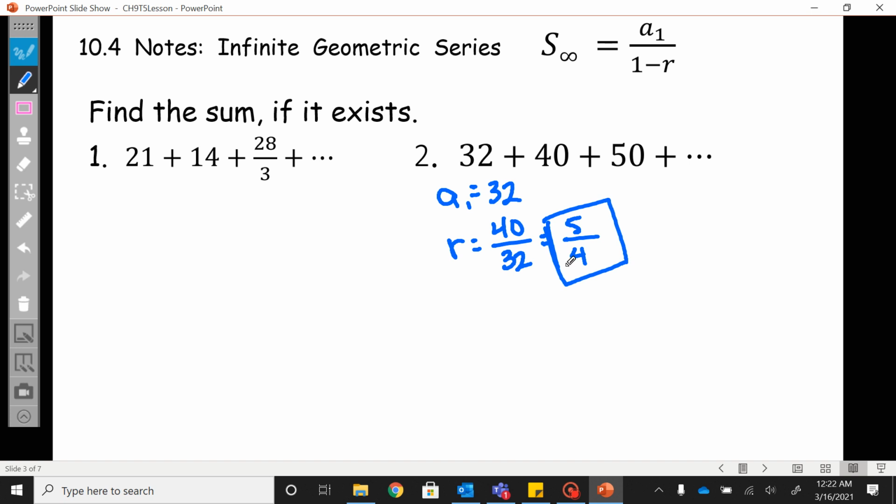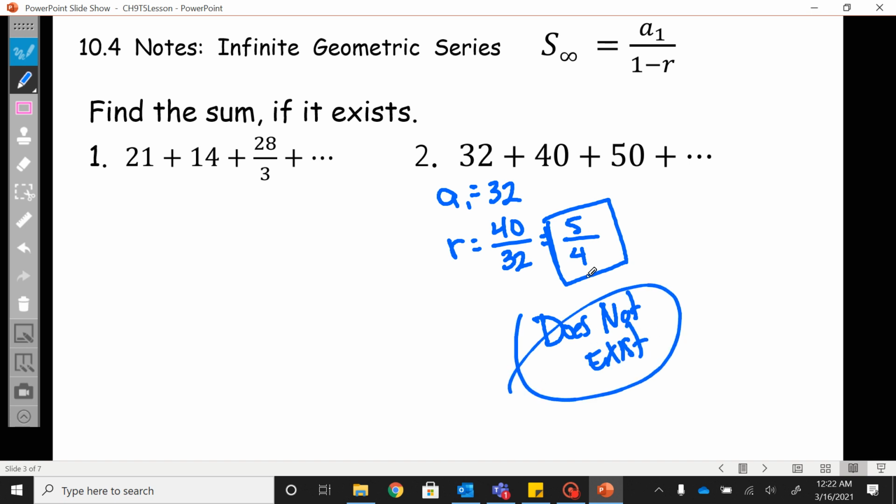Well, that's actually a problem because that's greater than 1. That's 1.25. All right, so this sum is going to go to infinity. You can tell because the numbers are getting bigger. 32 plus 40 plus 50. So the numbers are getting bigger. All right, so this does not exist, okay? The sum does not exist. It goes to infinity, does not exist.